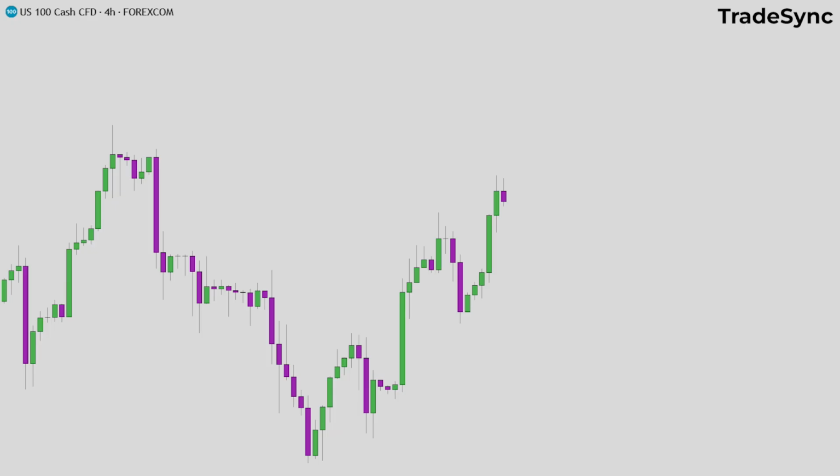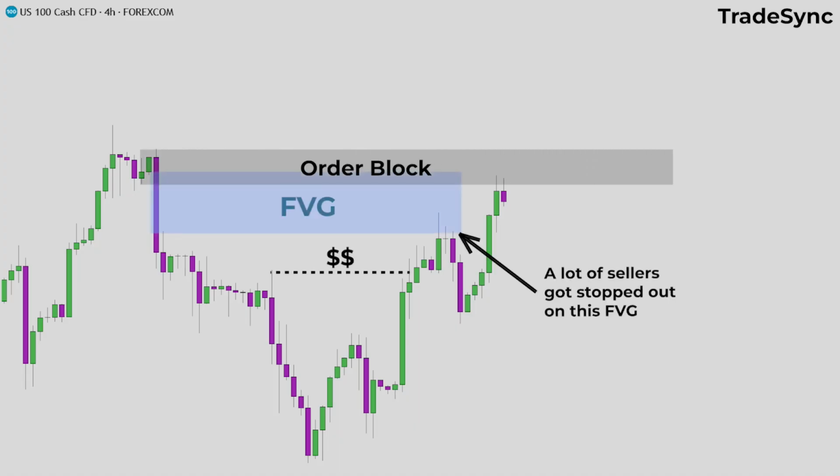In this example, we're looking at the Nasdaq on the 4-hour chart. Price dropped sharply, then started forming higher lows, showing early signs of a shift. After a strong bullish move, buyers took control. At the top, we can see a clear order block formed after grabbing significant liquidity.